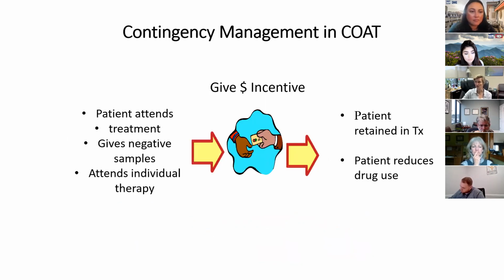And we've also incorporated contingency management into COAT. The behaviors that we have identified that typically we want to reward with an incentive are attendance in treatment, negative urine drug screens, and sometimes attending individual therapy or different kinds of attendance based on the program that's being implemented. The goal is really to retain people in treatment and to reduce substance use by giving small incentives. And again, as simple as possible, and the incentive to follow behavior as immediately as possible.